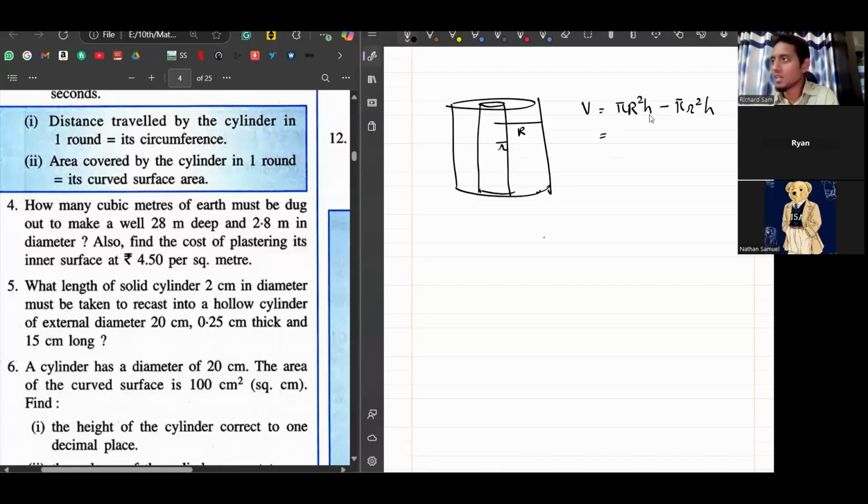Okay, so simplify this. Pi is common. Is r common? No, both the r's are different. H is common. So then inside what do you have? R square minus r square. This is enough. Or if you want to be more creative, you can change that. This is in the form of a square minus b square. So you can write it as what? A plus b into a minus b. Remember that identity. A square minus b square is a plus b into a minus b. So you can use any one as a volume formula. This one or this one? Write this down.